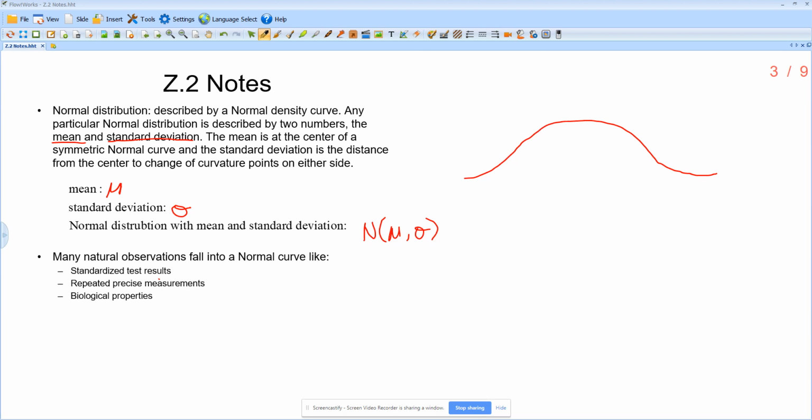Repeated precise measurements will fall in that same category. If it's a repeated precise measurement, you're only going to have a few that end up going to either extreme, and most of them will be right in the middle. That's important in something like the manufacturing industry, for example. And then some biological properties would fall in this same category.